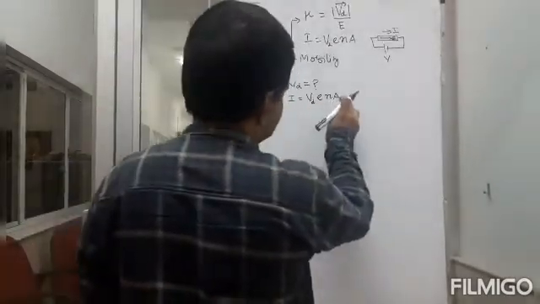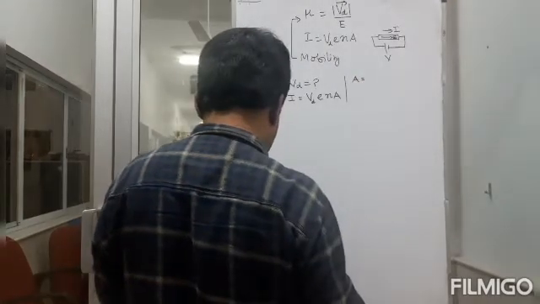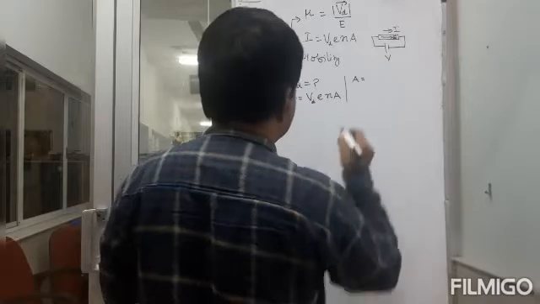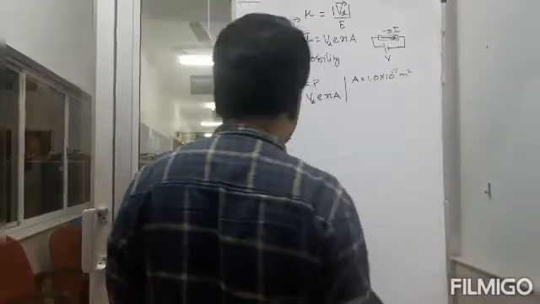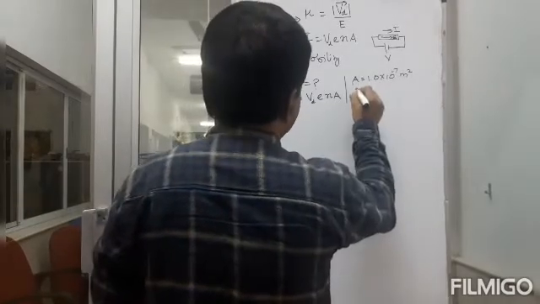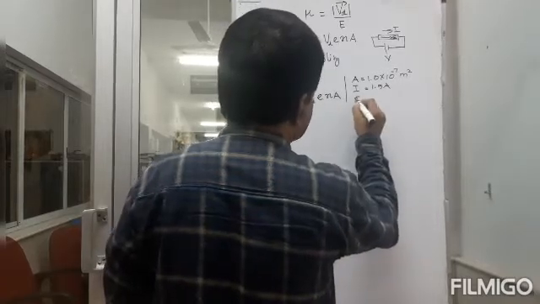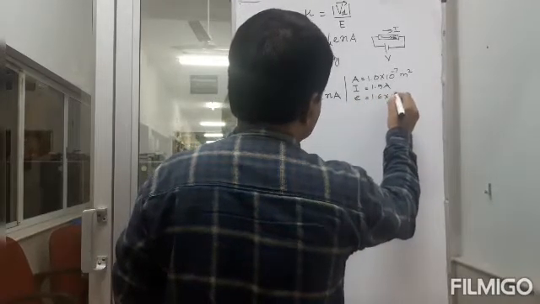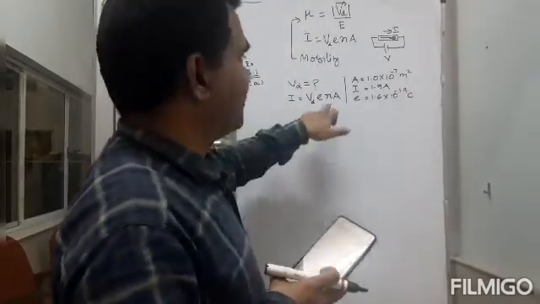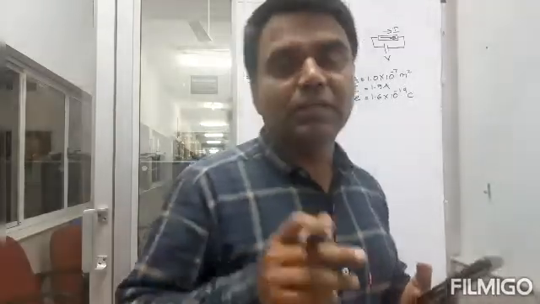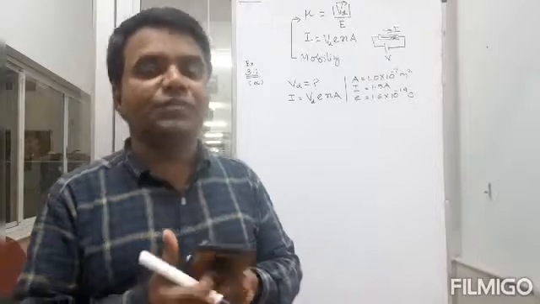A is given, the cross-sectional area. A is given to be 1.0 into 10 to the power minus 7 meters squared. Okay. I is given, I is equal to 1.5 ampere. e value you know anyway, e is equal to 1.6 into 10 to the power minus 19 coulomb. But what you don't know is this n, the number of free electrons in the copper wire, or in copper in general. Okay. It's for the material.